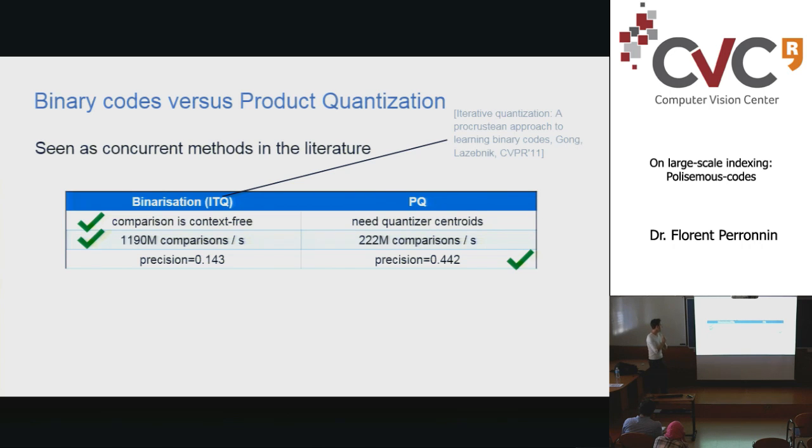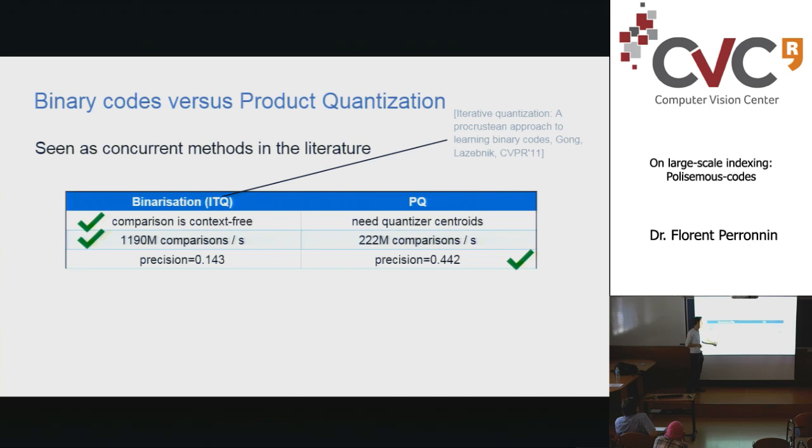It's extremely fast. So here, I think it was for 128-bit vectors. You can see that you can do more than 1 billion comparisons per second on a standard CPU core. I'm not talking about GPU. But here, so this is on a standard benchmark. I'll come to the results later. The precision is not so high.